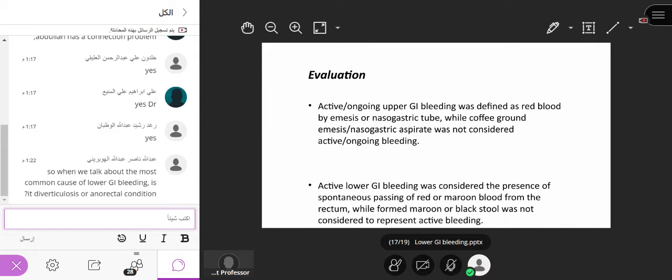The other part of the evaluation: active ongoing upper GI bleeding was defined as red blood by emesis, like hematemesis, or in the NG tube, blood comes. It is a part of the hematemesis. While coffee ground is not considered active bleeding because it becomes coffee ground in color when it is present for a longer period in the stomach. And when you pass an NG tube and you aspirate and you find coffee ground colored secretions coming out through the NG tube, you say he has bled already, but bleeding is not ongoing. If it is red blood, then you say ongoing bleeding.